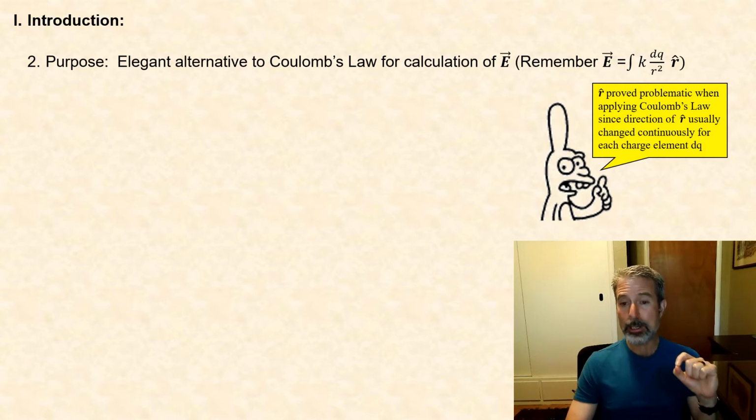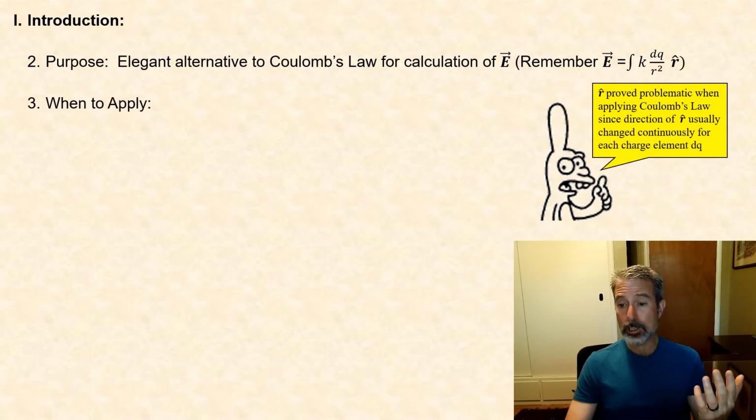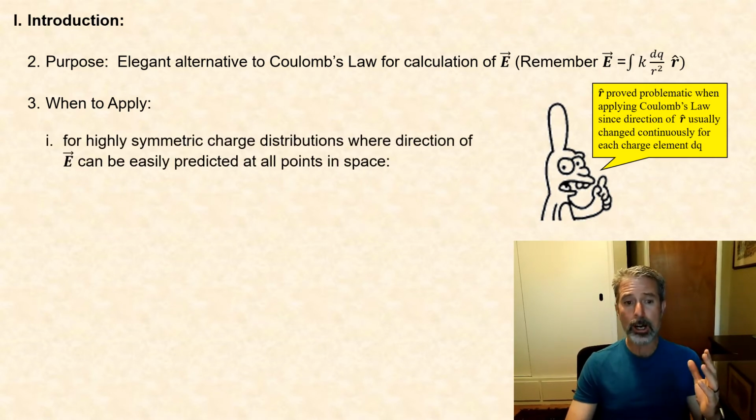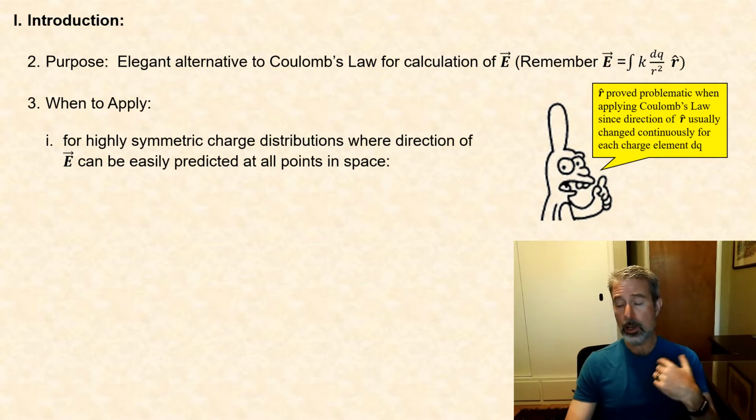It is actually much easier to use to find out what the form of the electric field looks like for certain charge distributions. So the key is, when can we use Gauss's law? Well, we only want to apply it for highly symmetric charge distributions, where the direction of the electric field can be easily predicted at all points in space. It can be predicted because of the high degree of symmetry. And if you're saying, well, this still seems so abstract, we're going to make it really concrete.